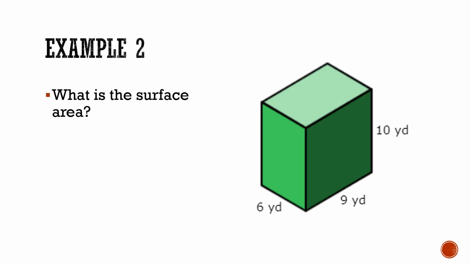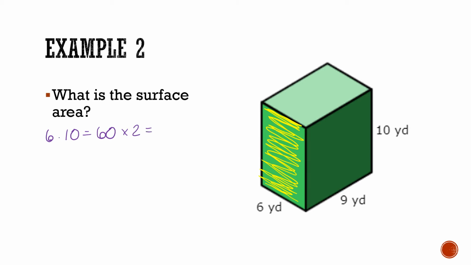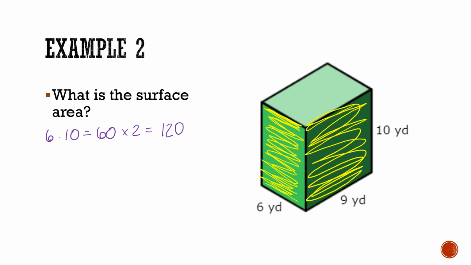Okay, so again, I'll start with this side right here. So the dimensions of just this side are 6 by 10, which is 60. And the back side would also be 60, so I'm going to multiply that by 2, which gives me 120. Next, I'm going to do this front side right here. So the dimensions of that one would be 9 by 10, which is 90. And then the back side, of course, would also be 90, which is 180.